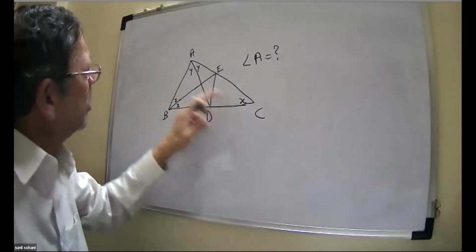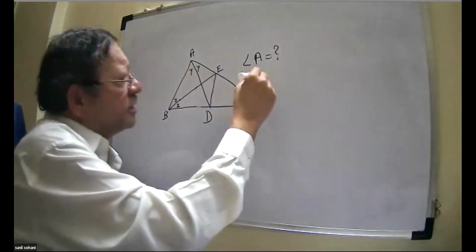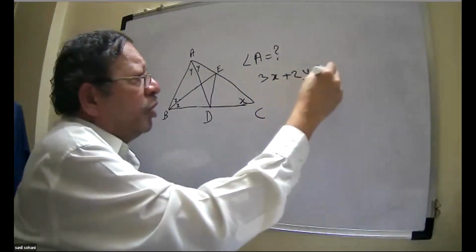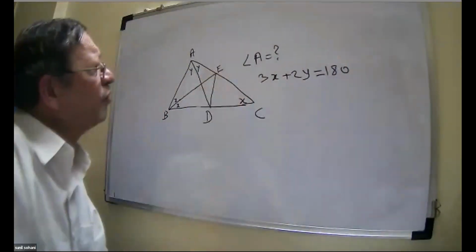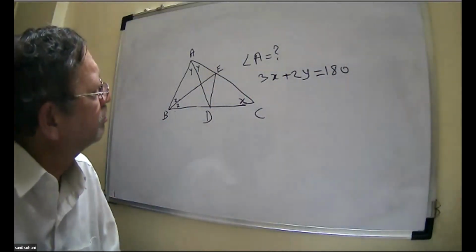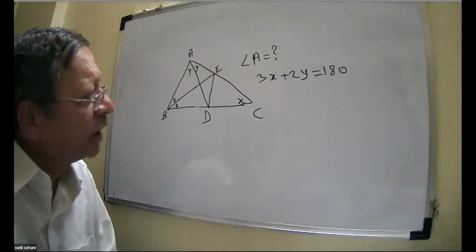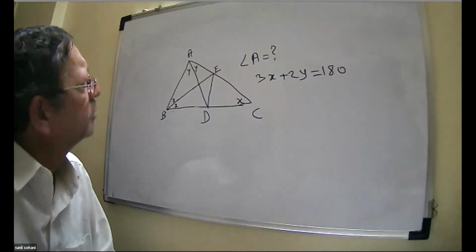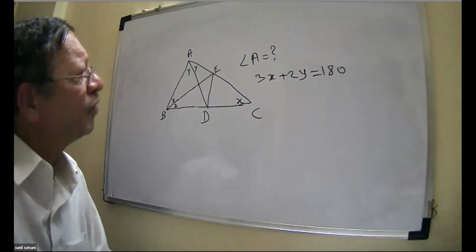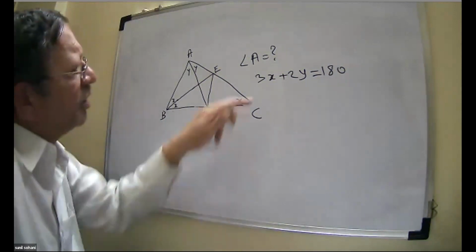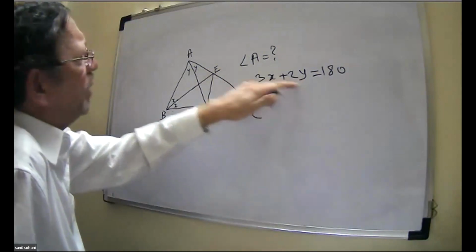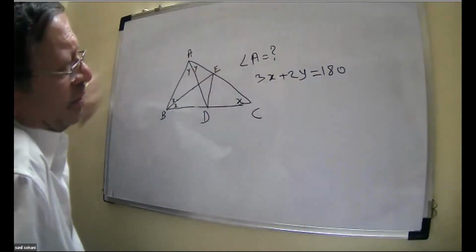You can see 3x plus 2y is 180. I can see this fact. You all will agree. But what happens to the value of x and y? From where we get x and y? That's the whole problem. Simply looking at the figure, you don't know what is x and y. But if you know the value of x, then you can find the value of y and you can complete the question of angle A.